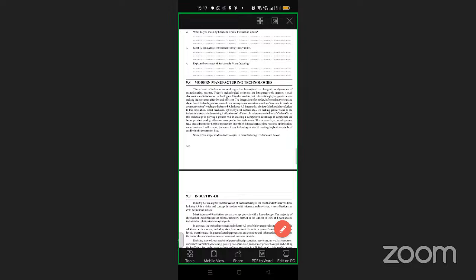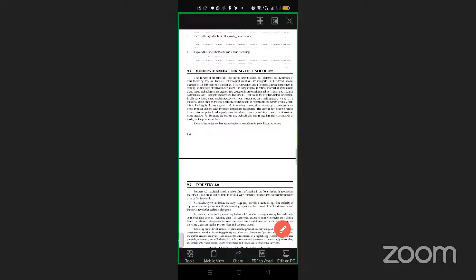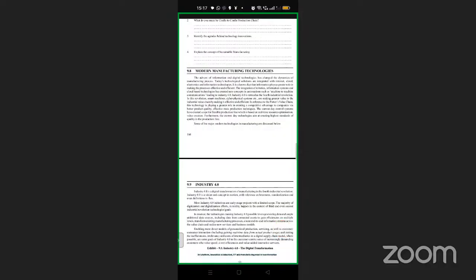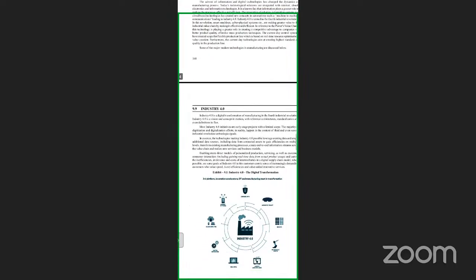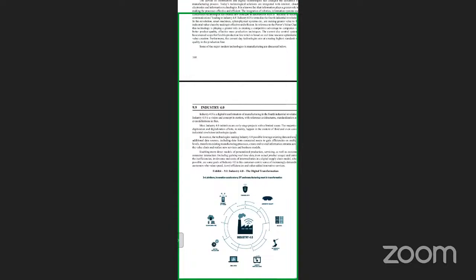In reference to Porter's value chain, this technology is playing a greater role in creating a competitive advantage for companies via better product quality and effective mass production techniques. Current-day control systems have created scope for a flexible production line, which is based on real-time resource optimization. So let us discuss what Industry 4.0 is and how it has evolved.